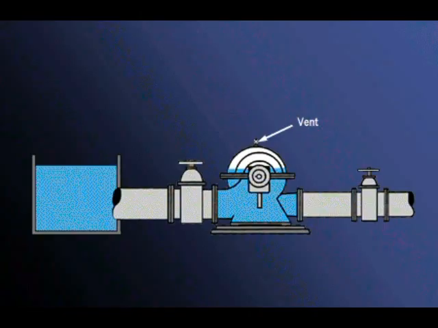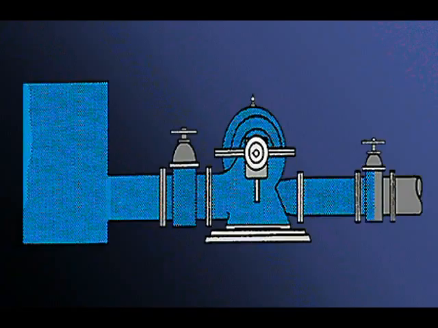Note the vent at the top of the casing. Simply opening the vent will release the air trapped in the casing. In order to prime this pump, a vent at point A is needed to release the air from this high point. Opening the vent should allow the pump and piping to fill. Let's see what steps are involved in priming a pump.